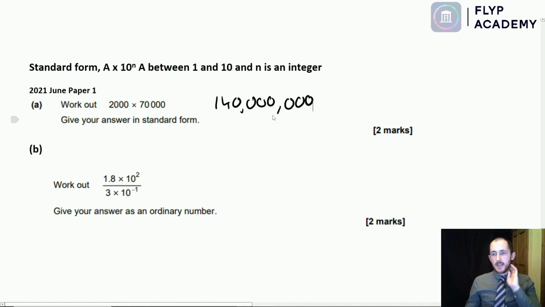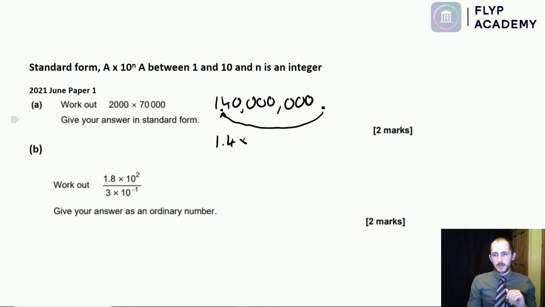So for this to be a standard form answer, the first digit has to be a number between 1 and 10. So what I need is the decimal point is here. I need the decimal point to be between the 1 and 4. Because before the 1 and 4, it becomes too small. Afterwards, it's too big. So I have 1.4 times 10. Now, how many times did I have to move this decimal point to get it back to where it started? Well, I move it once, twice, 3, 4, 5, 6, 7, 8 times. So 1.4 times 10 to the power of 8.